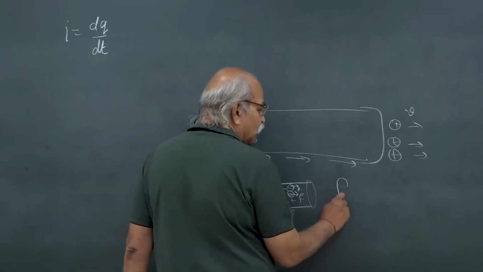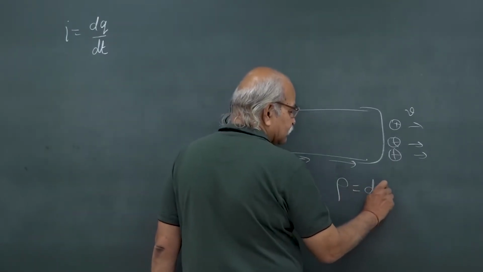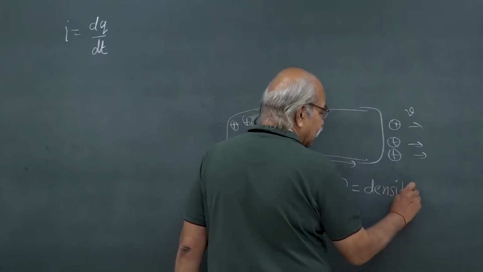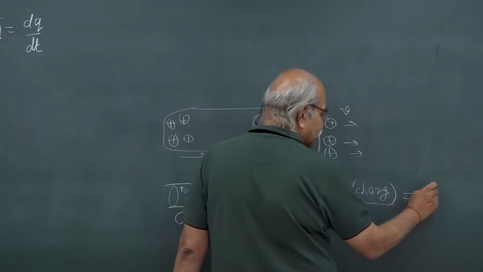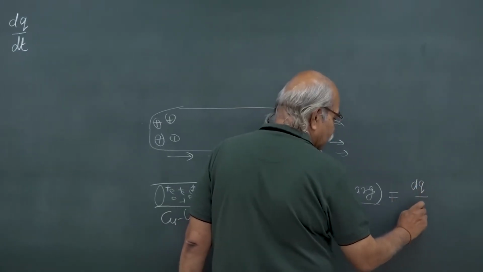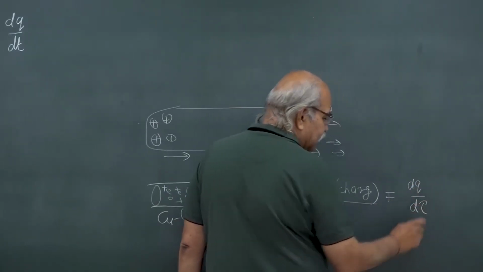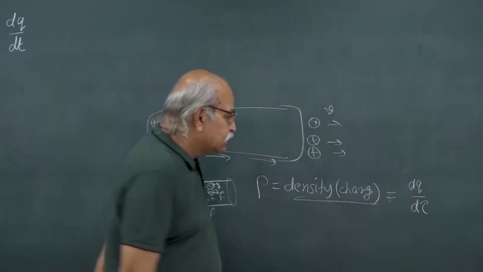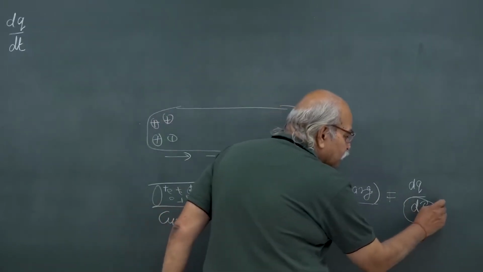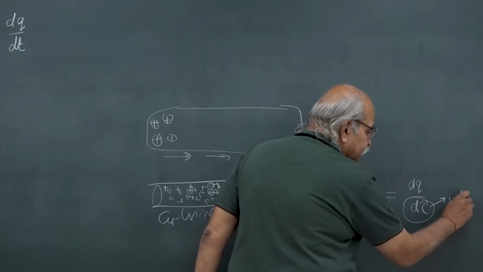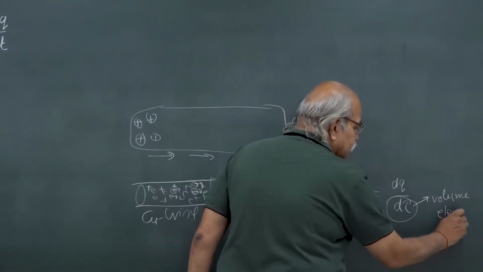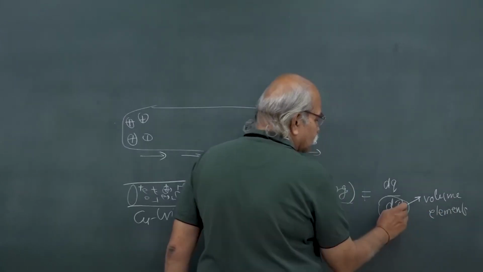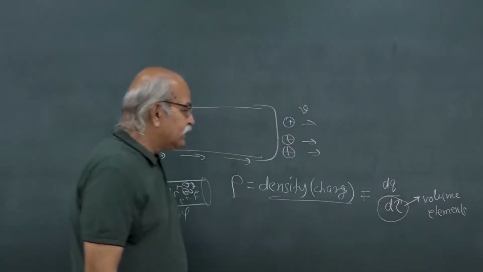So if rho is the charge density, not mass density, charge per unit volume, this will be dq divided by d tau. These are the symbols that you keep learning. This d tau I will always use for a small volume element, tau, the Greek letter tau, d tau.